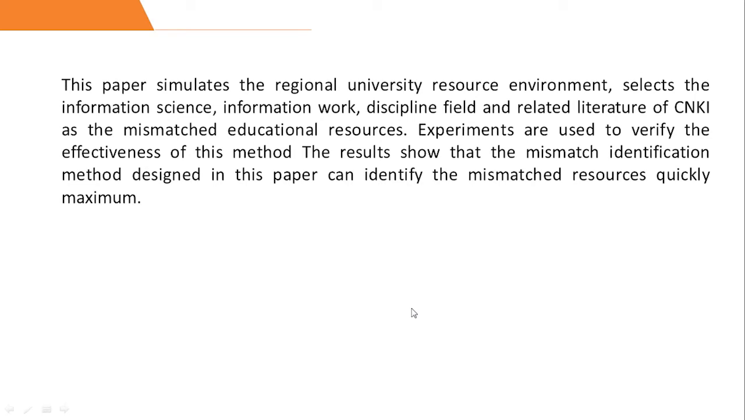This paper simulates the regional university resource environment, selects the information science, information work, discipline field, and related literature of CNKI as the mismatched educational resources. Experiments are used to verify the effectiveness of this method. The results show that the mismatch identification method designed in this paper can identify the mismatched resources quickly.